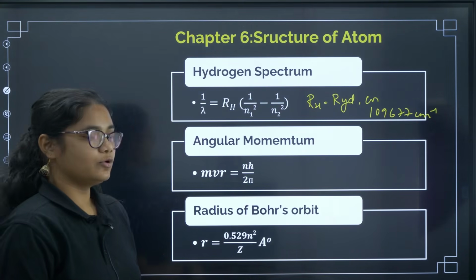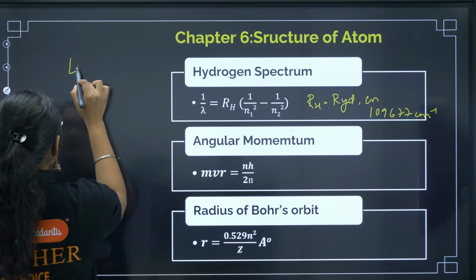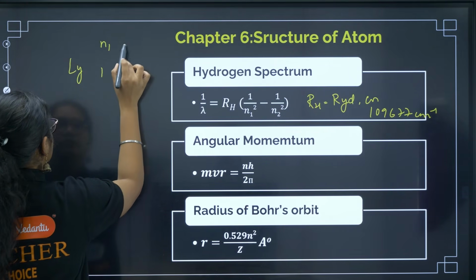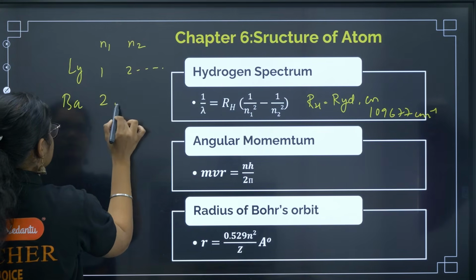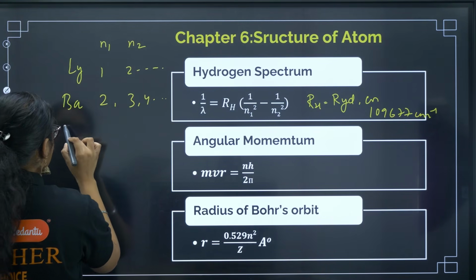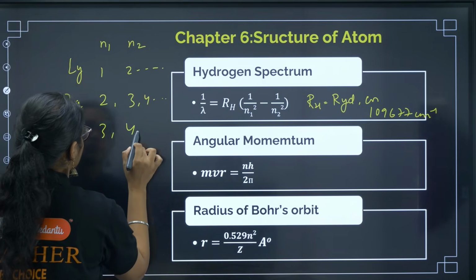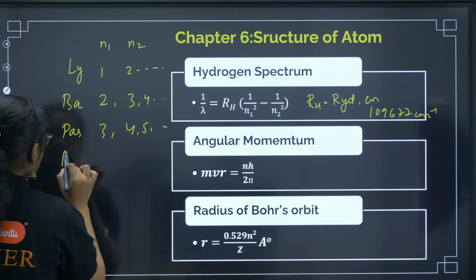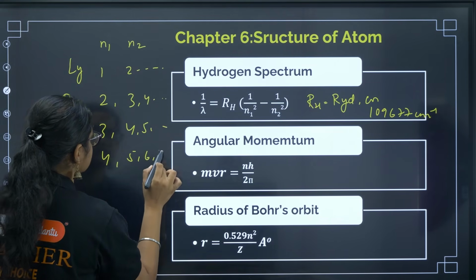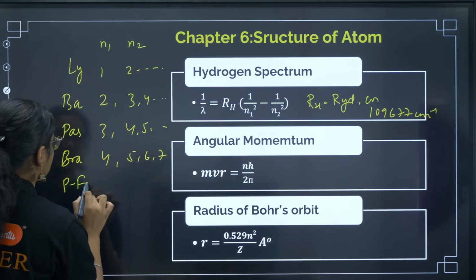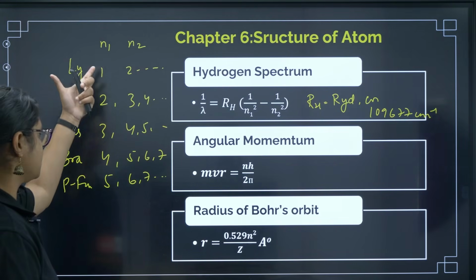Now here you should know how to take N1 and N2 properly. For the Lyman series, N1 is equal to 1, N2 can be anything. Then for Balmer, this is 2, this can be 3, 4, anything. Then for Paschen, we have 3, and N2 is 4, 5, something. Then for Brackett, this is 4, and N2 is 5, 6, 7. Then for Pfund, this is 5, and N2 is 6, 7. Like this it will increase, right? This one you should know.